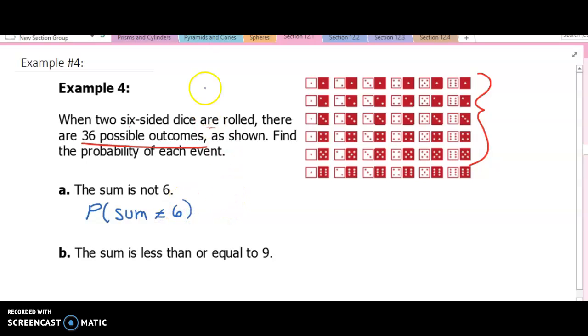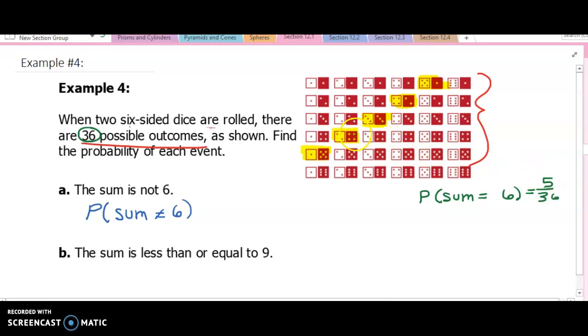Okay, well, let's do this. So the sum is equal to 6. This would be equal to 6, this would be equal to 6, this would be equal to 6. Here is 6, and here is 6. Okay, so there's 1, 2, 3, 4, 5. And once again, there's 36 total possibilities. So the probability that the sum is equal to 6 is 5 out of 36.